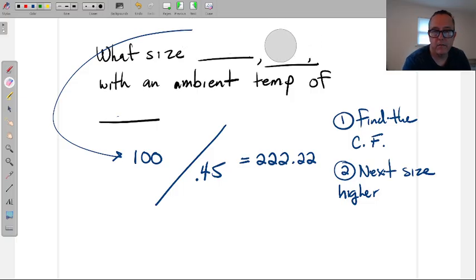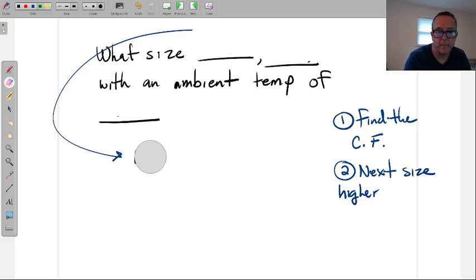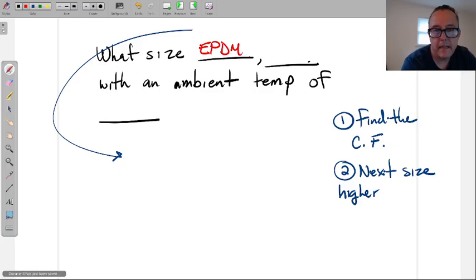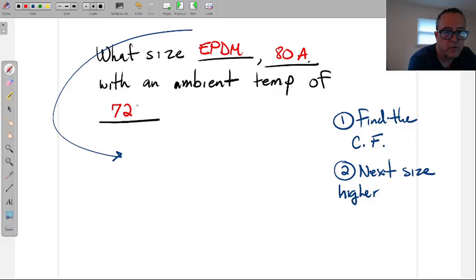Let me erase that. Let's erase the amperage. Let's erase this, but we'll keep the steps. All right, let's say this is now an EPDM insulation type. Let's say the amperage that we want to cover here is going to be 80 amps. And let's say the temperature factor is, let me pick a number that is relatively good. Let's go with 72 degrees Celsius. All right. And I'll pause here, let you guys answer this one again.